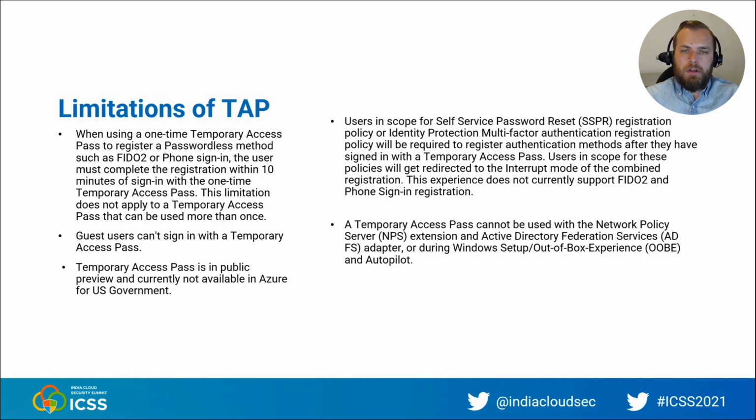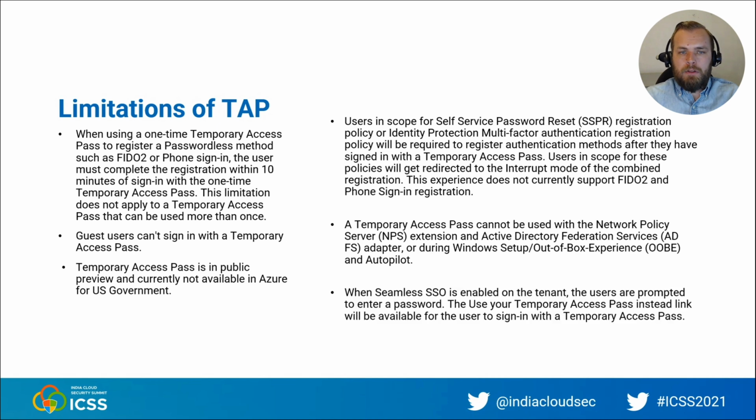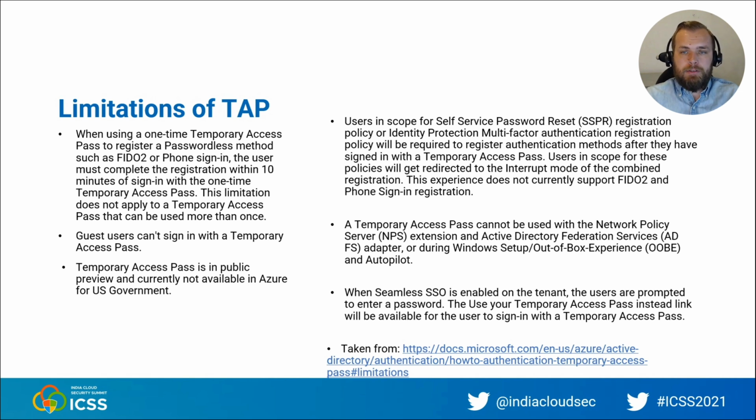The temporary access pass, as of now, cannot be used with the NPS extension and Active Directory Federation Services adapter, or during Windows setup, out-of-the-box experience, and autopilot. When seamless SSO, seamless single sign-on, is enabled on your tenant, the users are prompted to enter a password instead of the temporary access pass. The "sign in a different way" or "I can't use my authenticator" link that's right under the password box on your usual sign in page will instead say, "I want to sign in with my temporary access pass instead." My demo environment is cloud only, so I can't show you this behavior in this session. But yeah, take my word for it. And I've added the link to the limitations of temporary access pass as they are stated on docs.microsoft.com today.